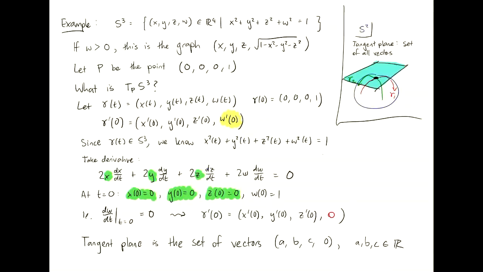These are the tangent lines to all gamma of t for which gamma of 0 equals 0, 0, 0, 1. So this is talking about their derivative, not their value. Just separate those two things and you're in pretty good shape.